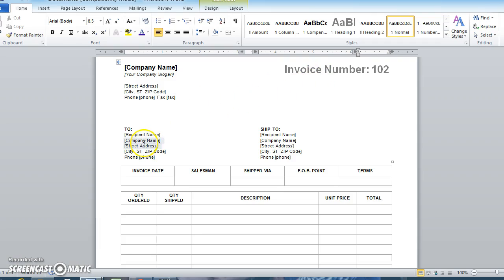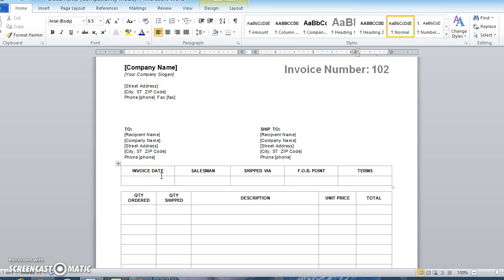Down here we have the "to," which is the buyer's identification, so it's the name and mailing address of the buyer. And then the "ship to" is the address where the merchandise will actually be shipped. Sometimes that isn't always the same as the buyer's mailing address.